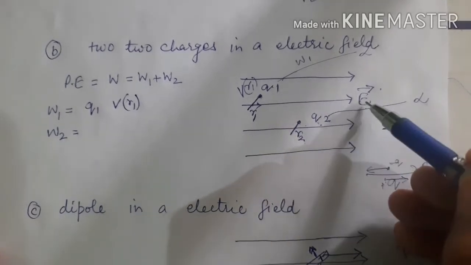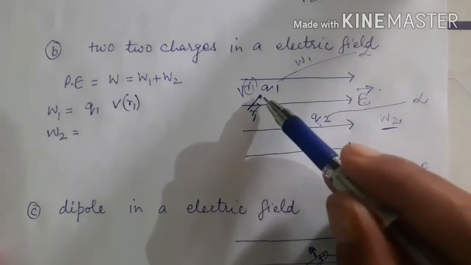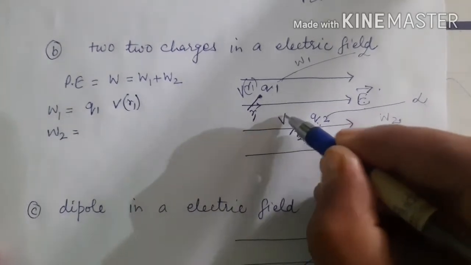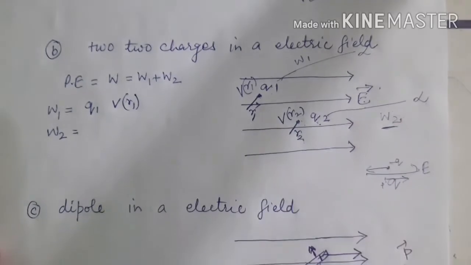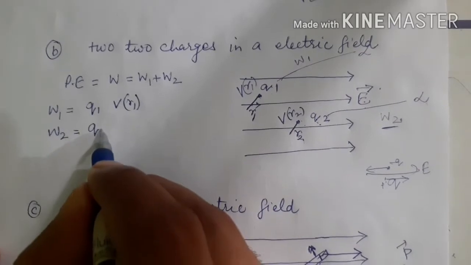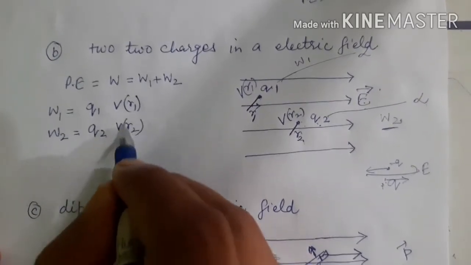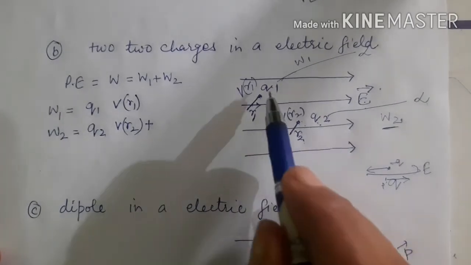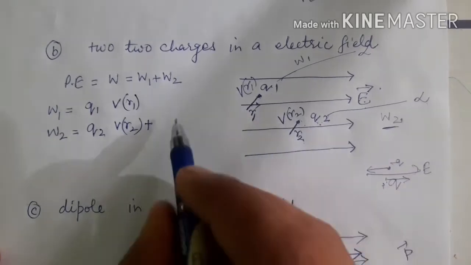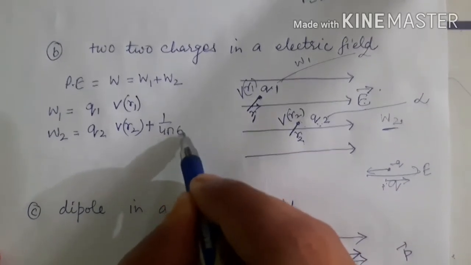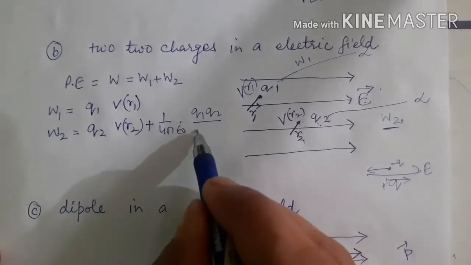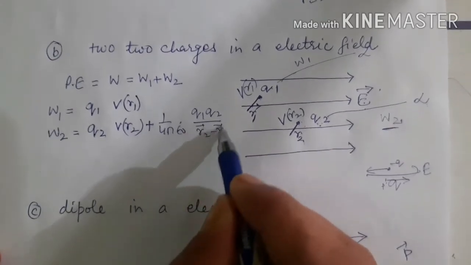One is against this electric field and second against this charge because it has been placed. So if I take the potential at this point as VR2, then first work done against the electric field will be equal to Q2 VR2 plus work done against this charge. We know the work done against the two charges is 1 upon 4 pi epsilon naught, product of charges and distance between them. So what is the distance between them? It is |R2 minus R1|.